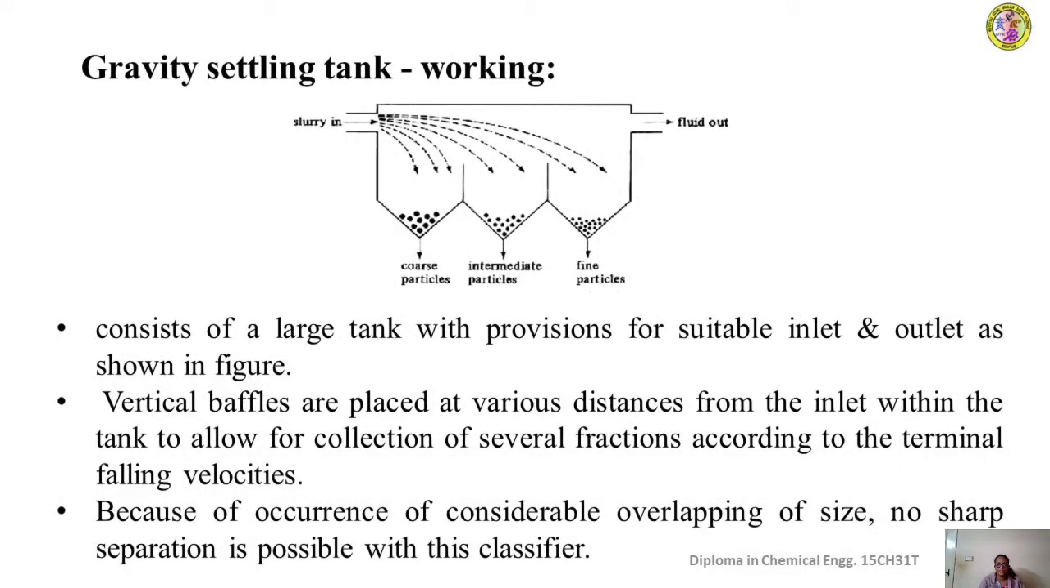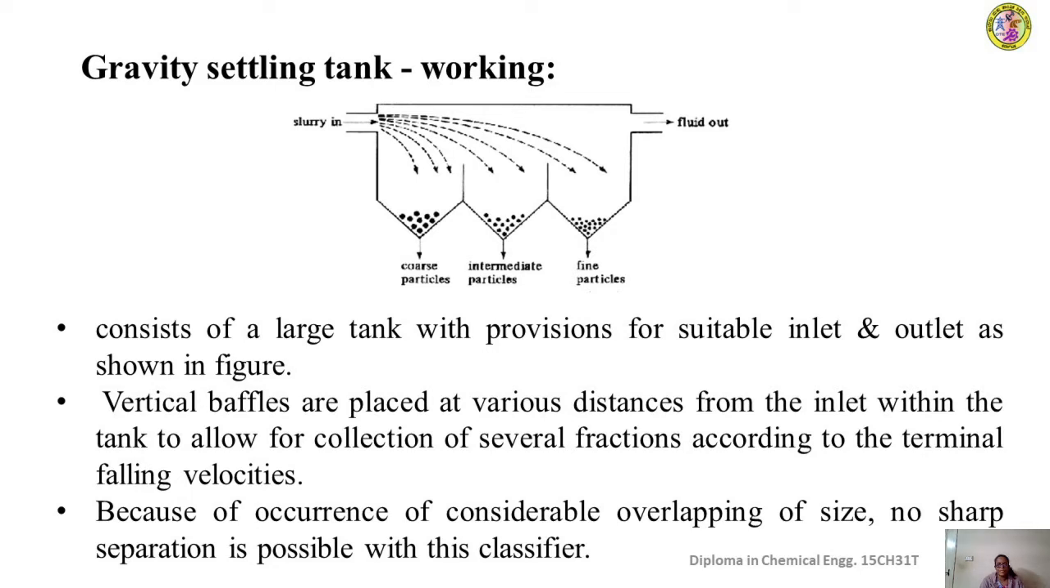So let us now understand how a gravity settling tank works. As we learnt in the principle, a gravity settling tank is a tank of very large cross-sectional area. Apart from the tank, the setup requires inlet and outlet connections to the tank for introducing the slurry and to take out the overflow slurry.